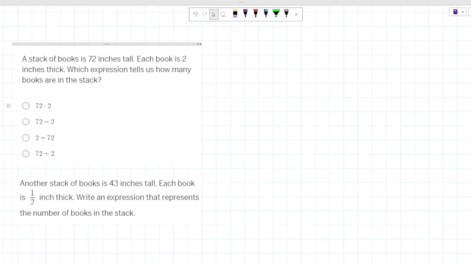It says a stack of books is 72 inches tall. Each book is 2 inches thick. Which expression tells us how many books are in the stack?